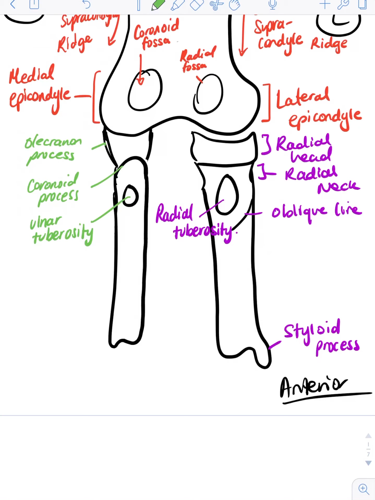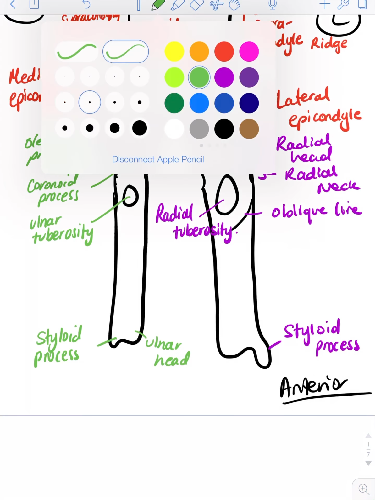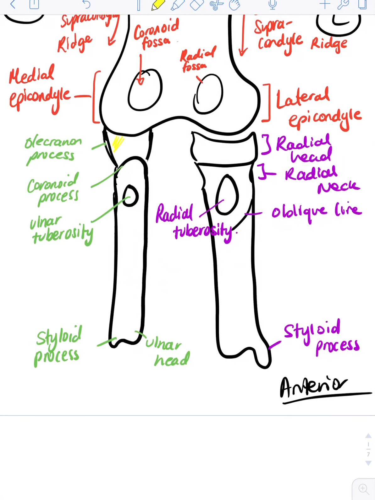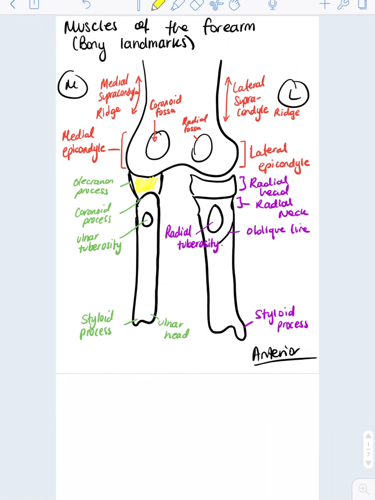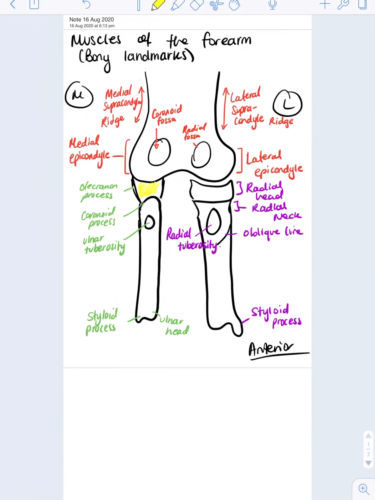Now the ulna in our body is doing a little handstand. So we have the ulnar head over here. And then we have the styloid process over here. Now, just one more bit here. This 3D bit here is going to be the trochlear notch. So that's our humerus in here. This is our radius, and we've drawn our ulna.